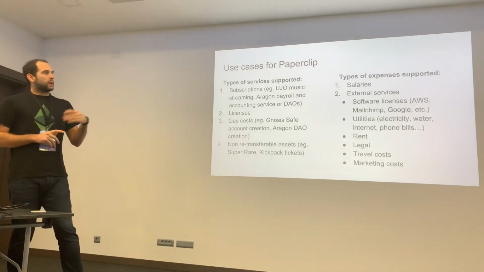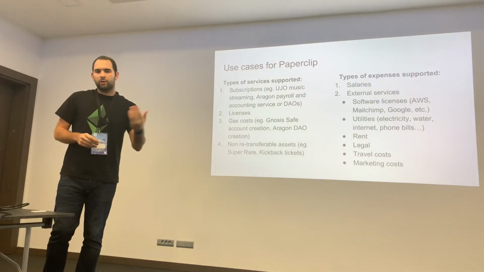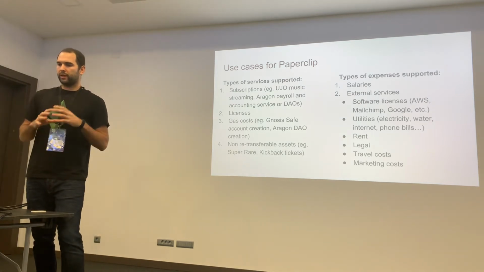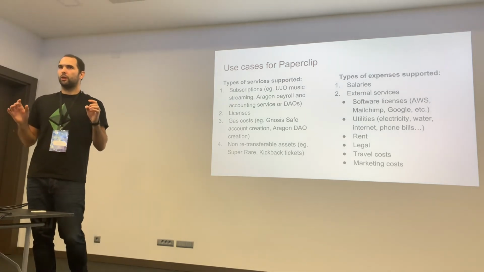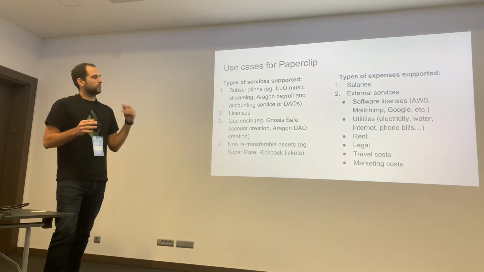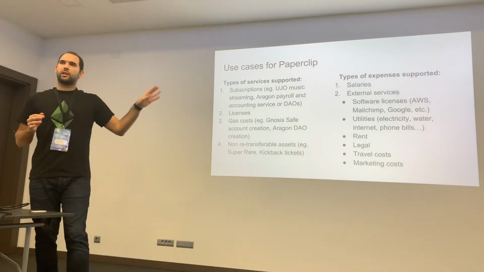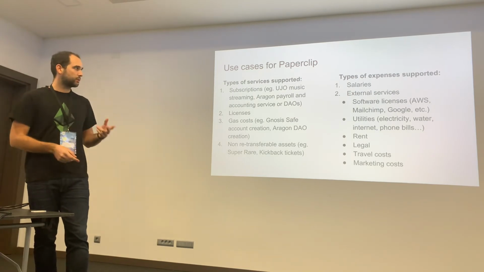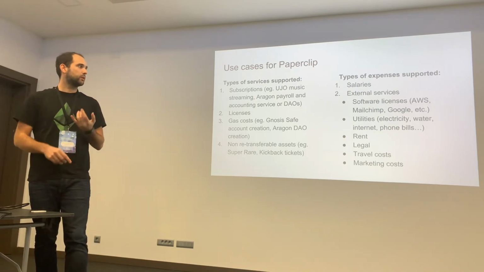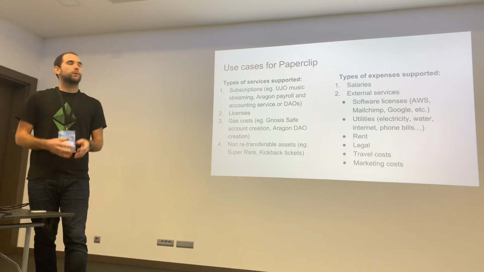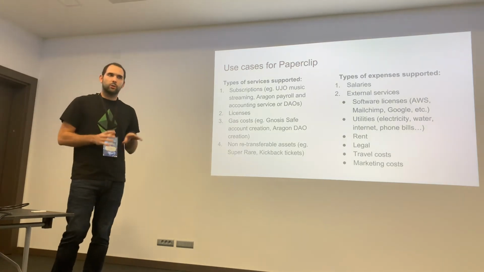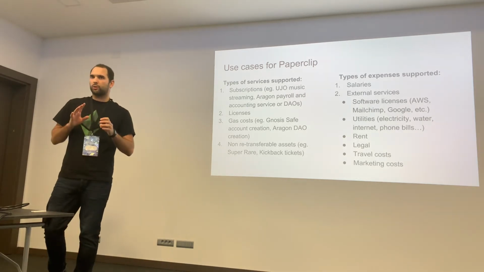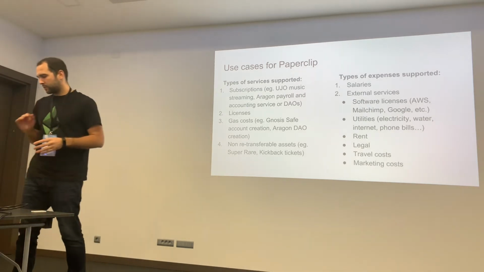And what kind of expenses? When the money gets into the Paperclip network, it's in the bank accounts of our nodes. The payouts can be only for these kinds of services. So it can be salaries to our employees, or external services like software licenses, utilities, rent, legal, travel costs, marketing. So there are no illegal or shady or unknown or unfamiliar services that we support.